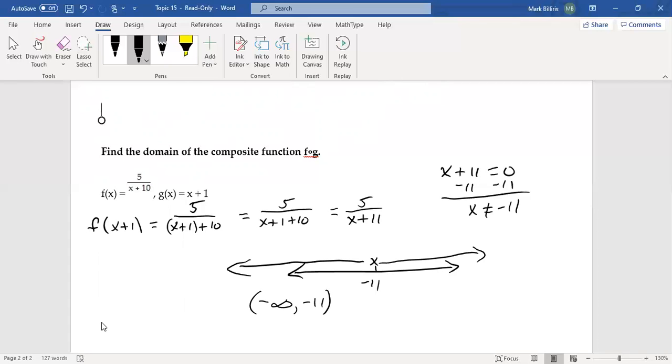Since we have two intervals, we use union. So the second interval starts at negative 11 and ends at the point furthest right, which is infinity. And again, both would have parentheses. So this indicates that our domain is all real numbers except for negative 11.